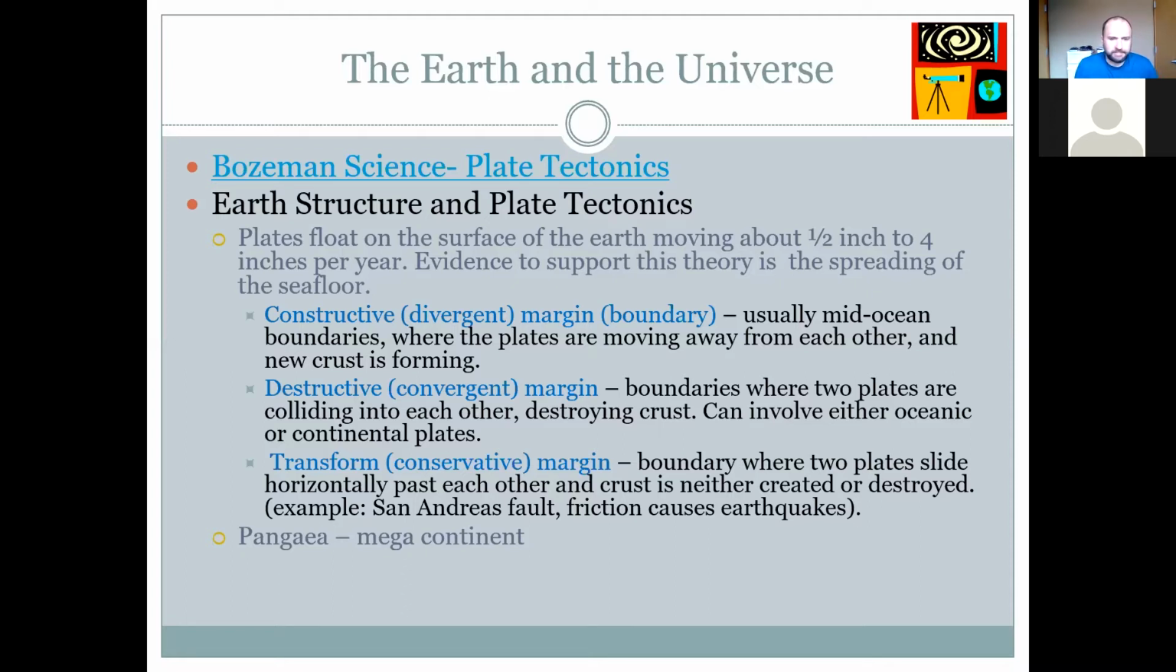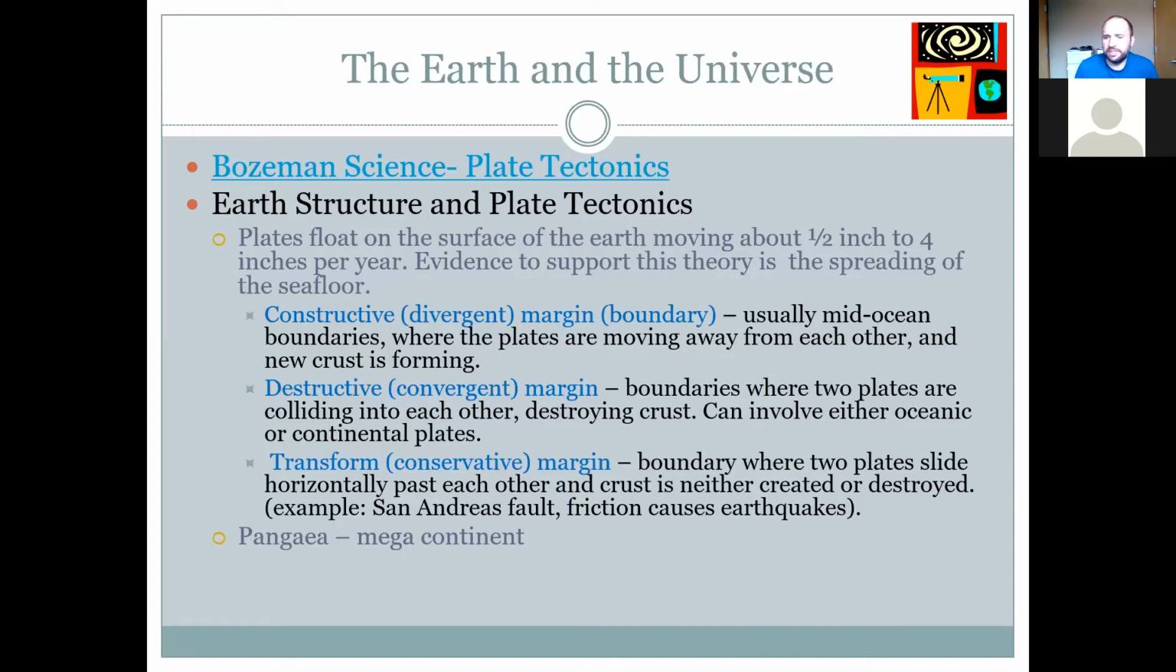Okay? And then the last type of plate boundary we call a transform boundary or a conservative plate boundary. That's where new crust is not being created or destroyed, right? And the plates are sliding alongside one another. So they're not directly hitting each other. They're not pulling away from each other. They're like sliding on by each other, like this, right?